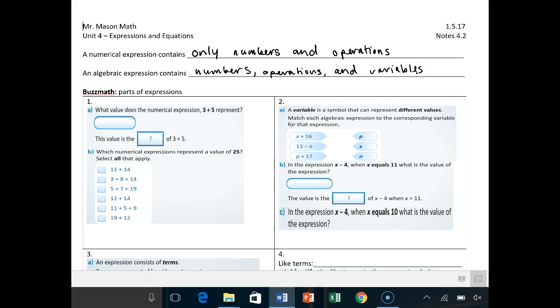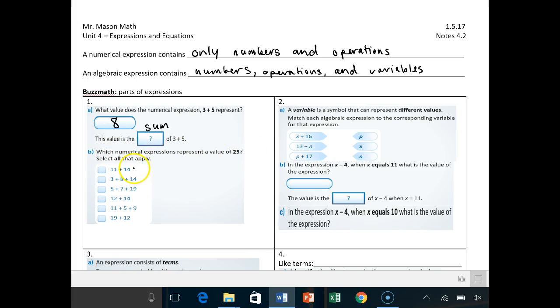All right, so number one, what value does the numerical expression 3 plus 5 represent? That's easy. 3 plus 5 is 8. The value is called the sum, right? When you find the answer to an addition problem, it's the sum. So now, which numerical expression represents a value of 25?